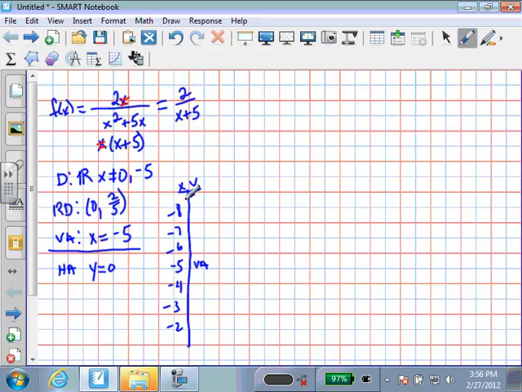So -8 would be -2/3. -7 is -1. -6 is -2. -4 is 2. -3 is 1. -2 is 2/3. And we can't forget about our removable discontinuity at 0, 2/5.